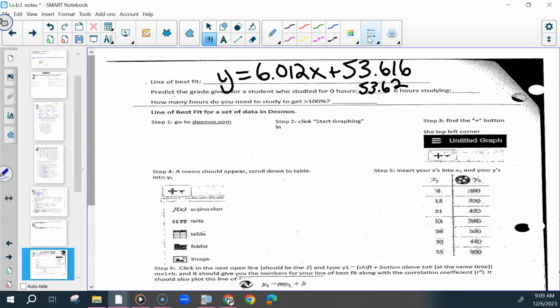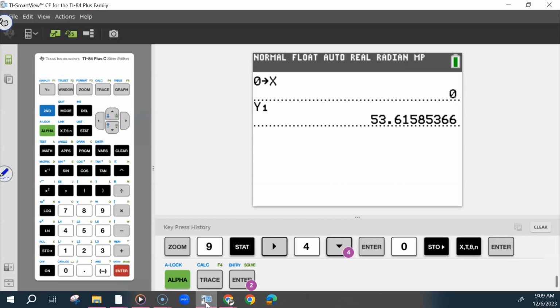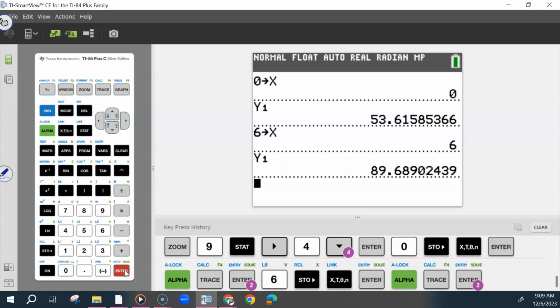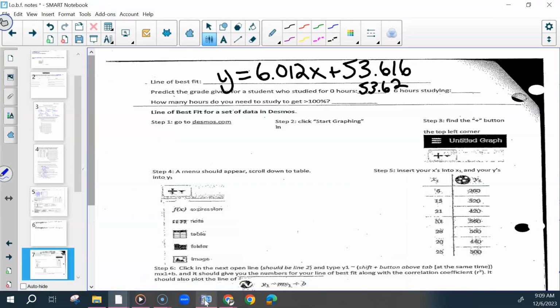We're going to do the same thing for 6. So type in 6, STO X, and hit enter. And then do it again and hit alpha trace. Some of you aren't practicing this in your calculator and you're going to be confused when you have to do it. So then that would be your answer for that part. 89.69.